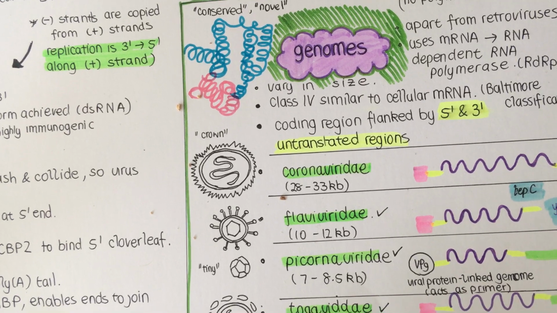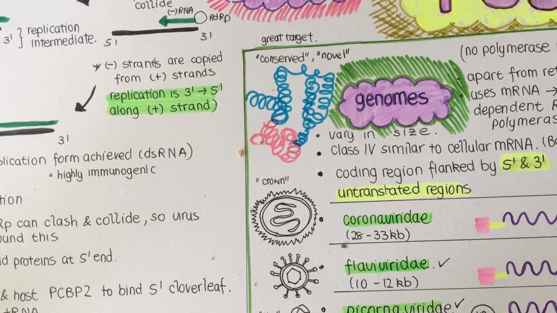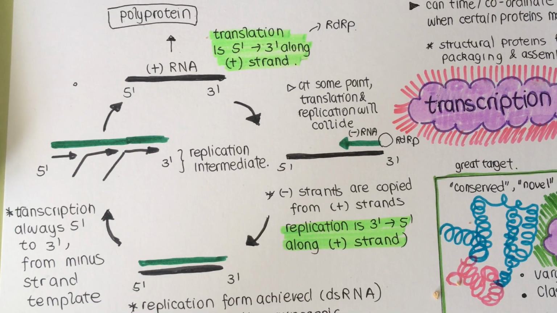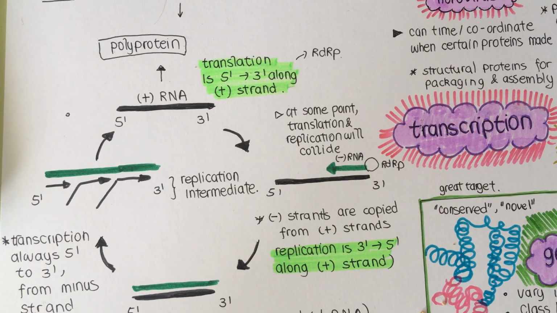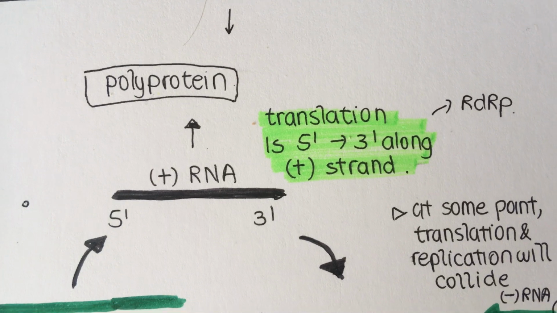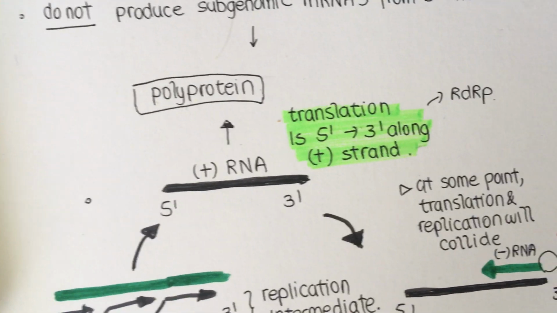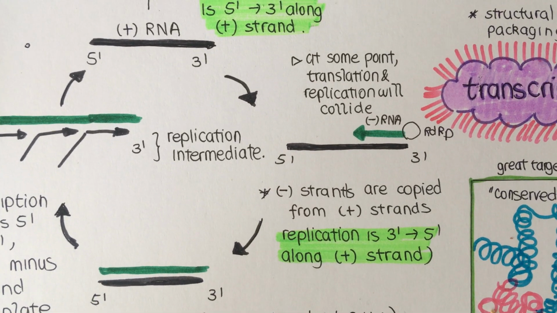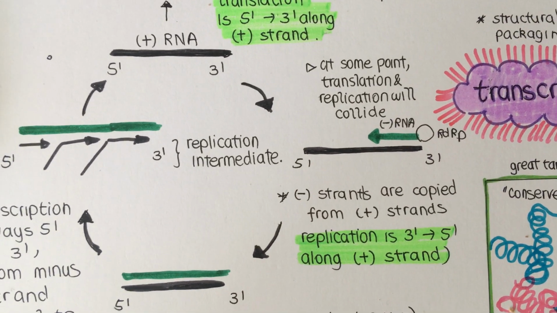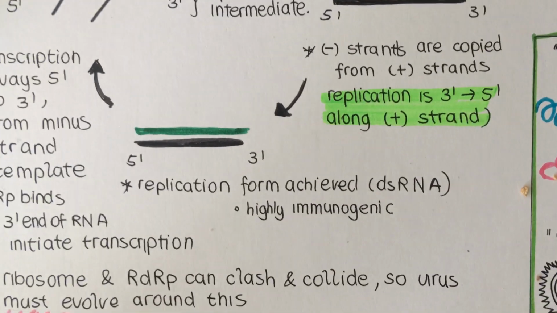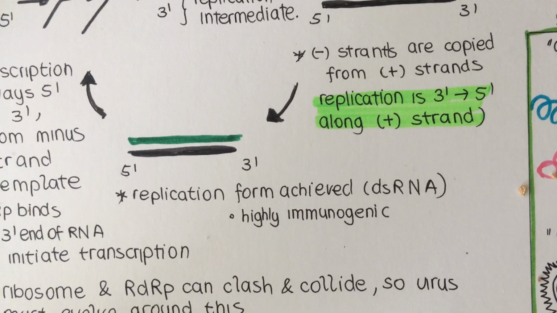Now we're going to talk about how positive single-stranded RNA viruses control transcription. Transcription occurs in several stages. First, the positive single-stranded RNA can be translated to make the RDRP from the 5' direction to the 3' direction. And the RDRP would be synthesized either directly or as a polyprotein. With the RDRP, this is used to synthesize a negative RNA strand complementary to the positive RNA strand from the 3' to the 5' direction, at the end of which you would achieve double-stranded RNA, which is highly immunogenic.